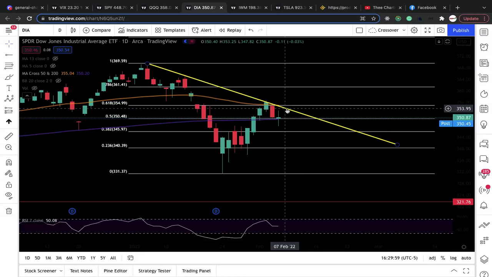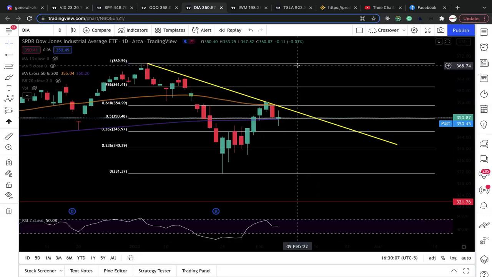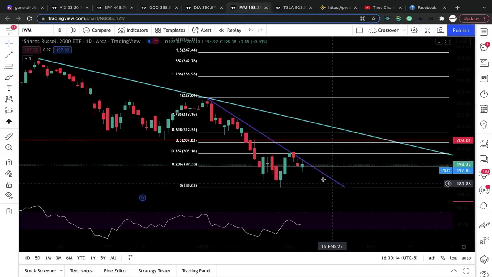353.9. And if we can break above that, we break out of this yellow trend line, and we could go test the 355. That's a 61.8 retracement, and above that I would be bullish and favor new all-time highs, or at the very least retest all-time highs.